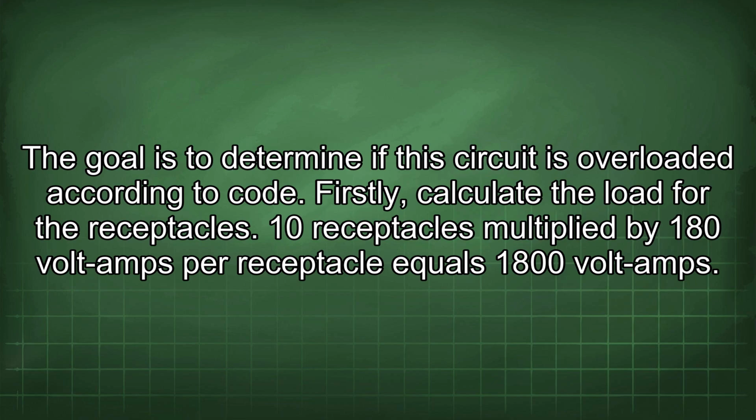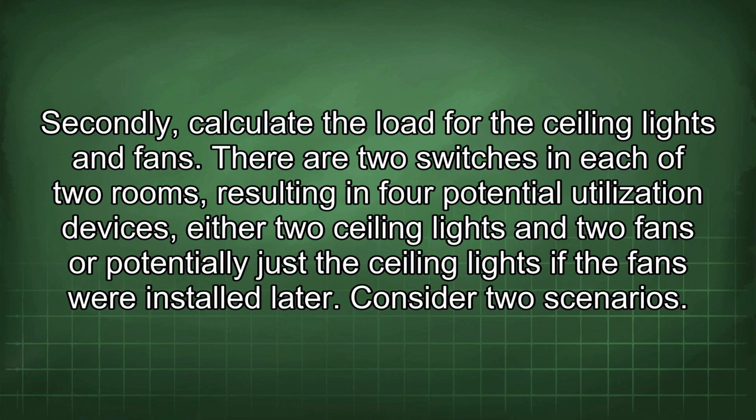Firstly, calculate the load for the receptacles. 10 receptacles multiplied by 180 volt amps per receptacle equals 1800 volt amps. Secondly, calculate the load for the ceiling lights and fans. There are 2 switches in each of 2 rooms, resulting in 4 potential utilization devices, either 2 ceiling lights and 2 fans, or potentially just the ceiling lights if the fans were installed later.